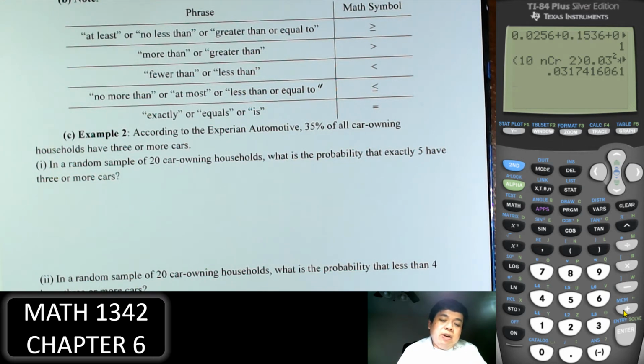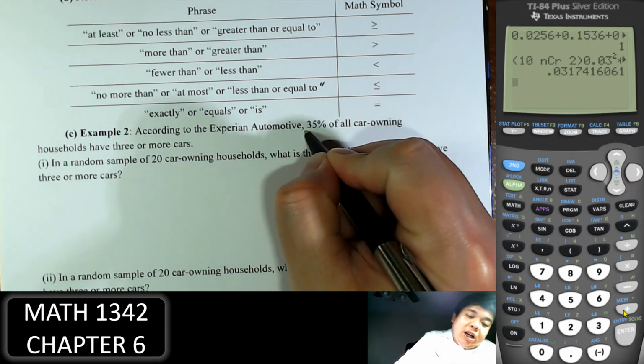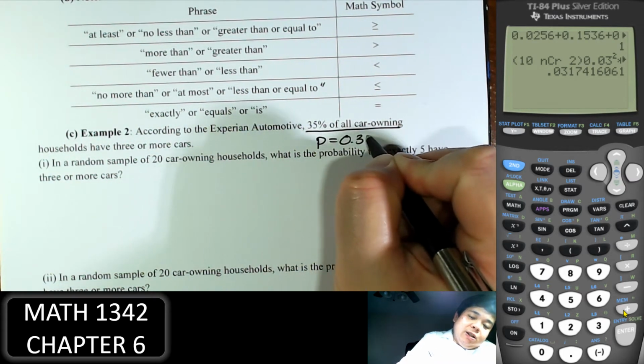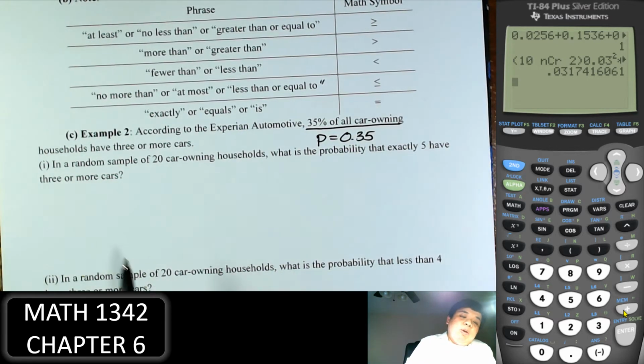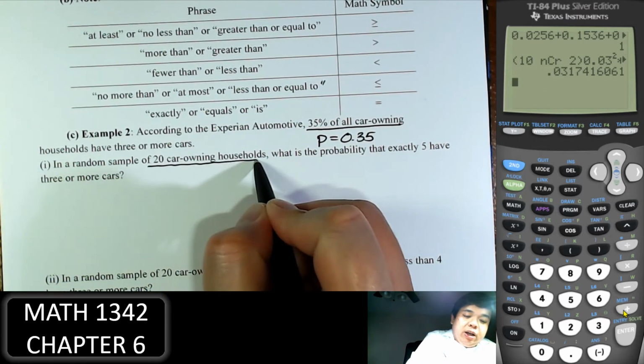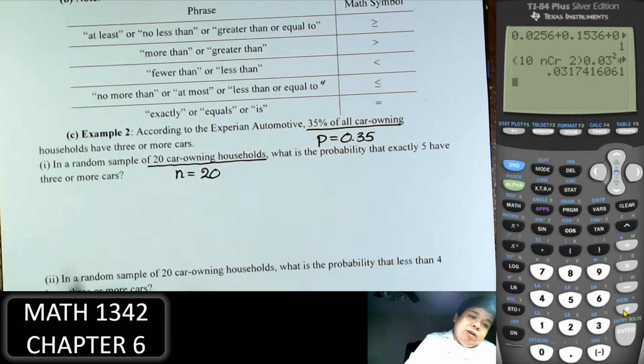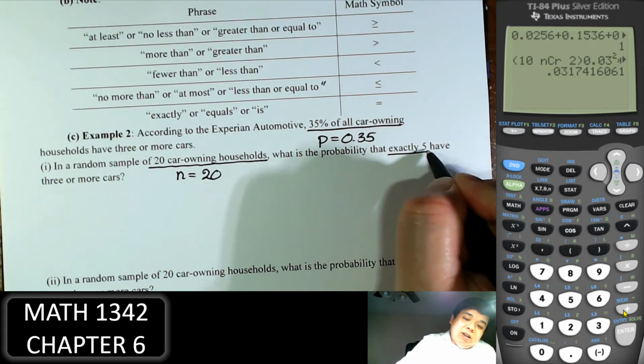According to Experian Automotive, 35% of all car owning households have 3 or more cars, right? So we have the probability of something that is 35%. In a random sample of 20 car owning households, so we have a fixed number of trials, 20. What is the probability that exactly 5? Yeah, so we have that.